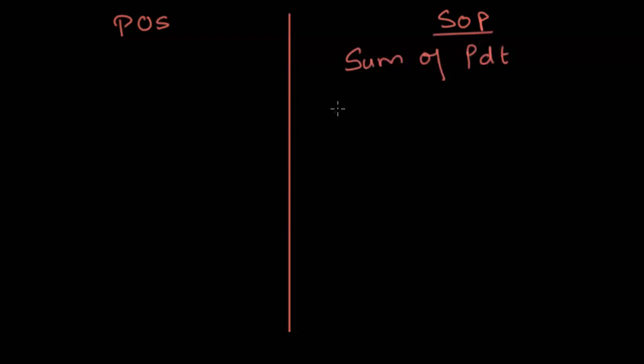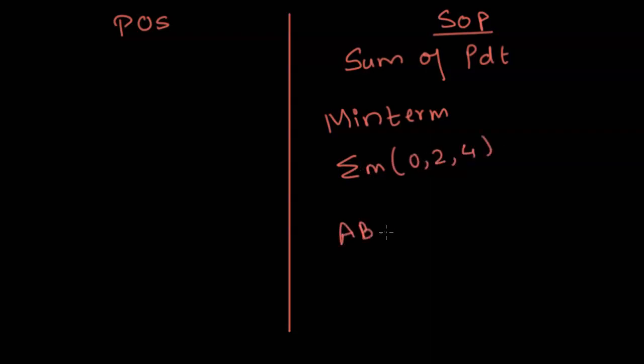Let's do a quick recap of both the products and the sum of terms that we have, the POS and the SOP. So the first thing that we covered was the SOP, the sum of product. Each term in the sum of product is called the min term. It can be written as sum of the min terms. Example of my sum of product is AB plus AB bar C bar. This is the sum of product, where 0 is written as A bar and 1 is written as A.